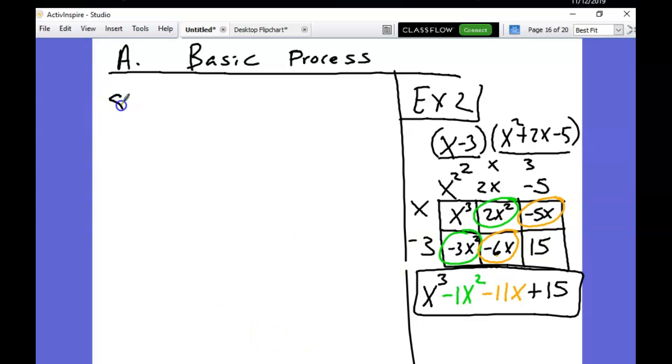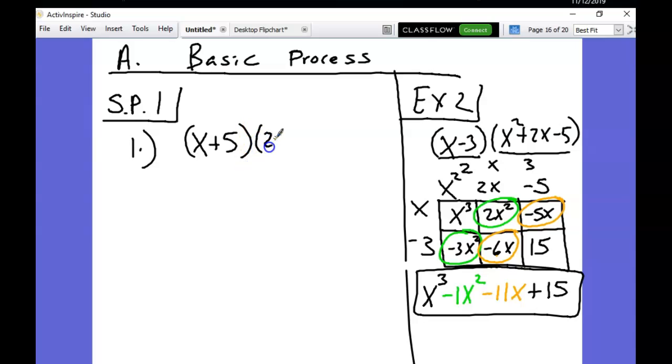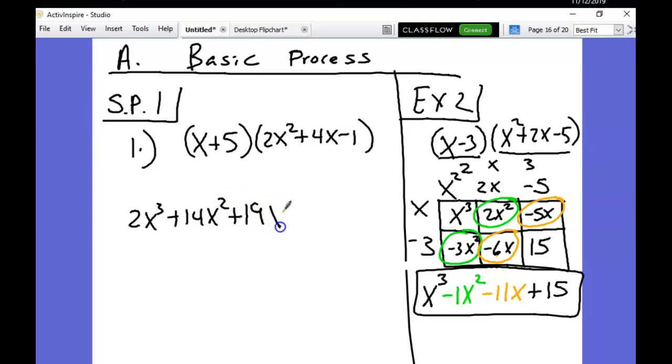All right, so I'm going to throw a student practice at you. Just want to do a spot check, see how y'all are doing here. See how you do with that. Get an answer for me? 2x cubed plus 14x squared plus 19x minus 5. Plus 19x or minus? Plus 19. Plus? Okay. And then minus 5? Cool. All right, I think that's right.